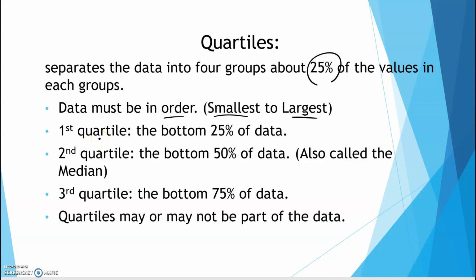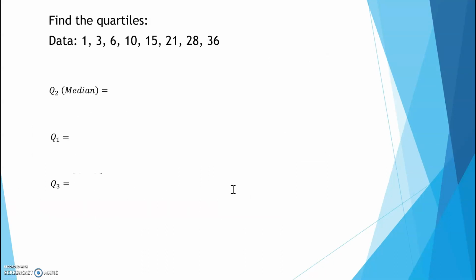The first quartile, which we just call Q1 most of the time, is the bottom 25% of your data. The second quartile, or Q2, which is also called the median, is the bottom 50%. And the third quartile, or Q3, is the bottom 75%. Now, when you find the quartiles, they may or may not be part of the data that you're given.